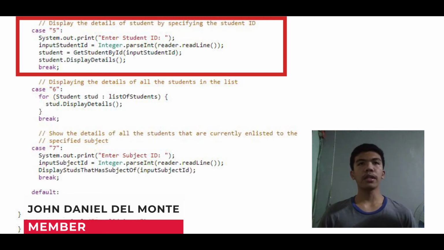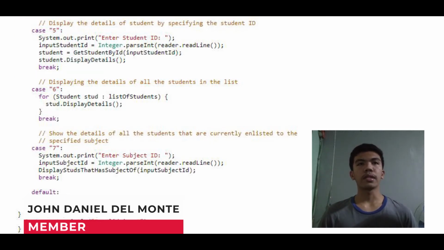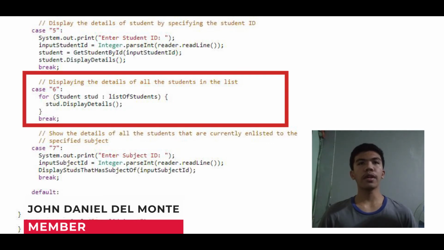We constructed the getStudentById method, which returns the student class instance, and we utilize the displayDetails method from the student class object to display all of the student's details. Case 6. Iterating through all instances of the student class that are stored within the list of students and printing the details of each student using the displayDetails method.